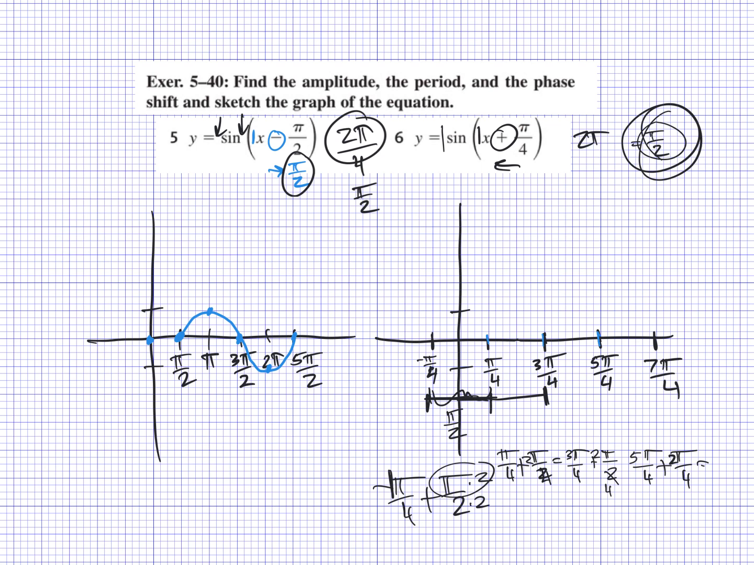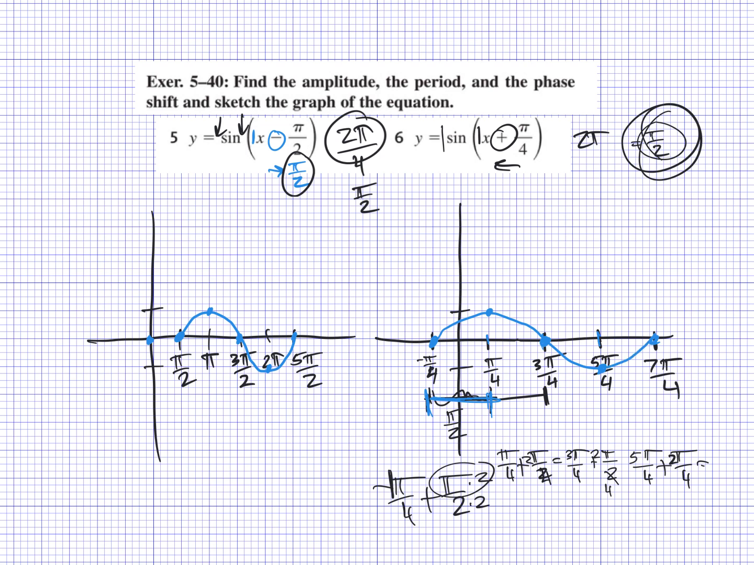Sine starts at 0. The next point is not the y-axis. The next point is going to be pi over 2 units away. So at pi over 4, we're up here. At 3 pi over 4, we're going through the x-axis. At 5 pi over 4, we're down at negative 1. And then at 7 pi over 4, we're back up. So this is what this looks like.